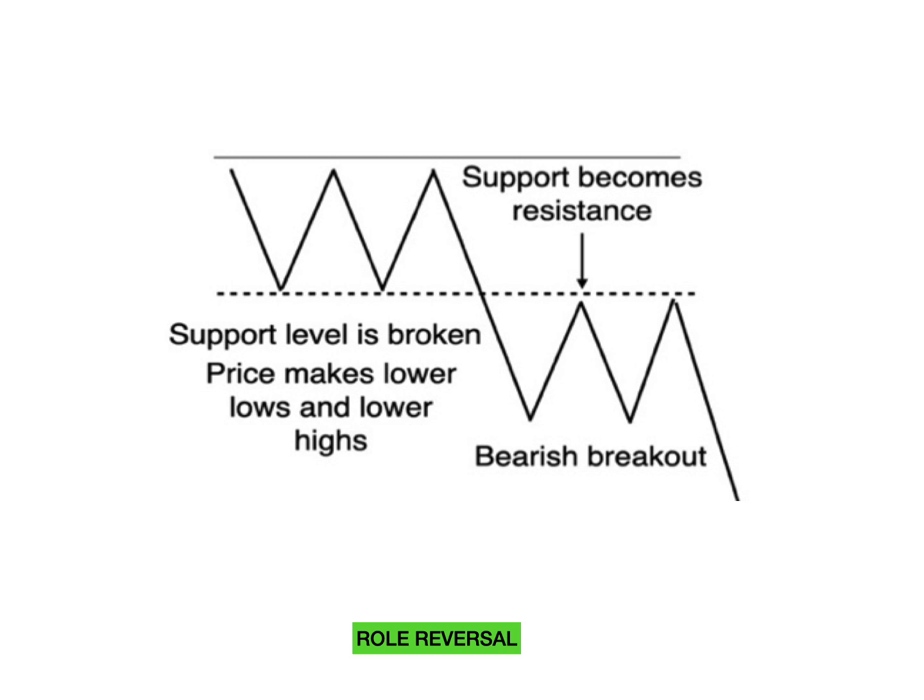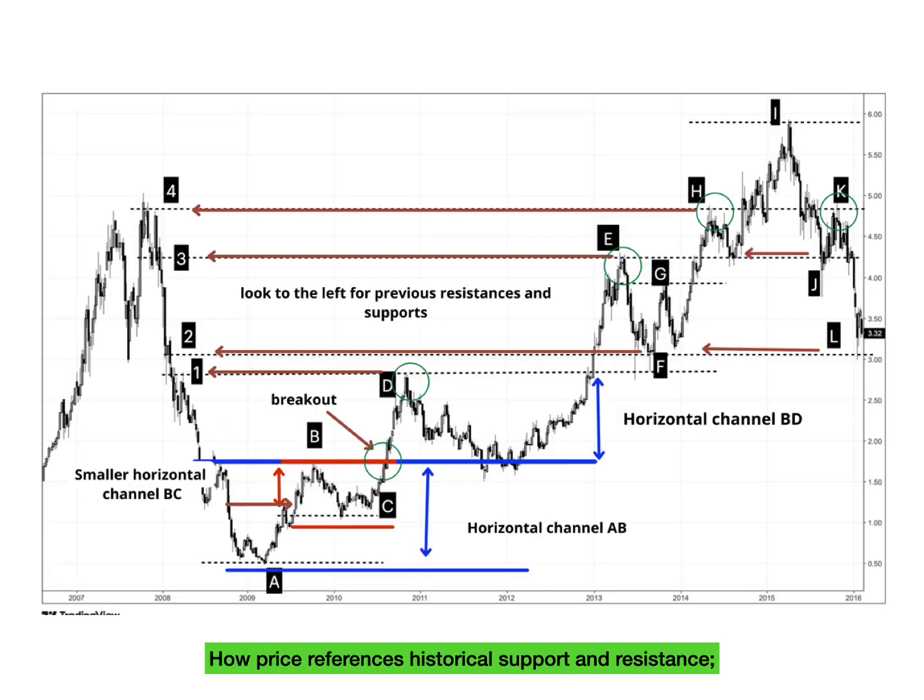Now, in contrast, when the bears are strong enough to push price below support, a bearish breakout happens and the previous support becomes the new resistance. Again, this is a role reversal. This chart illustrates two important characteristics of the market: the market's long memory and the reversal of roles. Notice how price references previous support and resistance levels and how price bounces off the same levels in later periods.